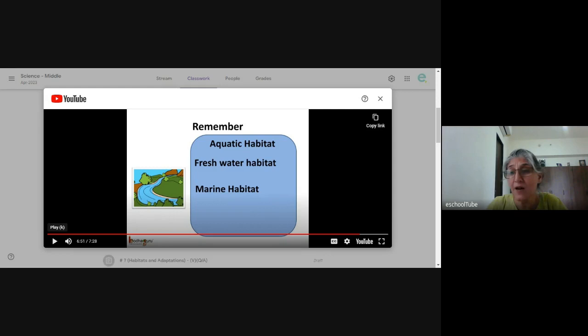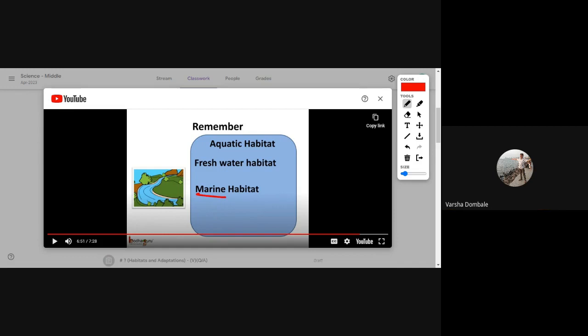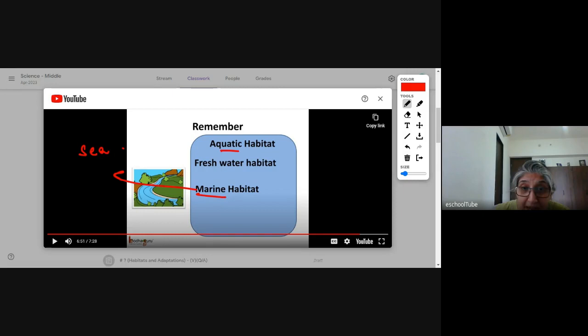Saksham, yes. Ma'am, what is marine habitat? Marine habitat, that we had done last time. Aquatic habitat is freshwater as well as marine, two types. Marine is the sea water and ocean water, in which water is not potable.